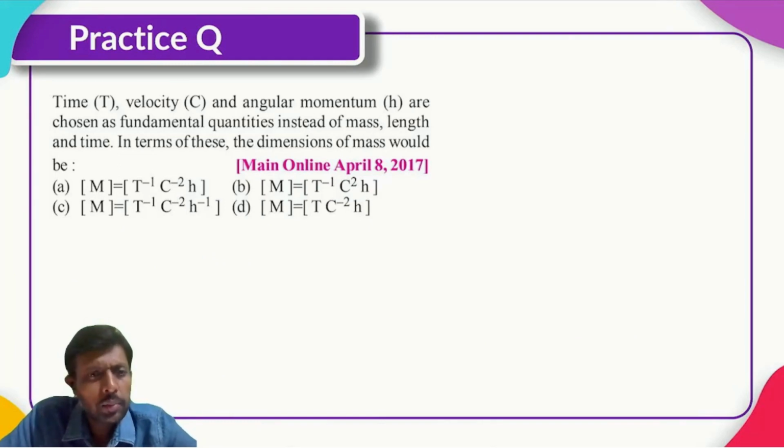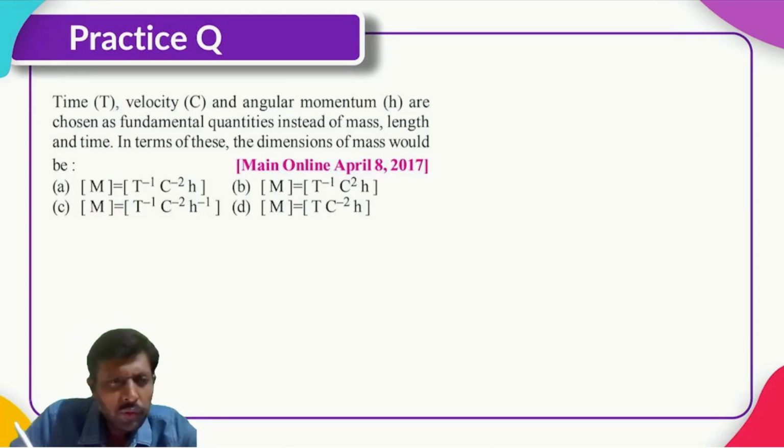Okay, we have one more question. Let's solve this one. So, time t, velocity c, and angular momentum h are chosen as fundamental quantities instead of mass, length, and time. All right. In terms of these new fundamental quantities, we have to express the dimension of mass. Interesting. So yes, we will have to relate mass to these three quantities. How can we do that?